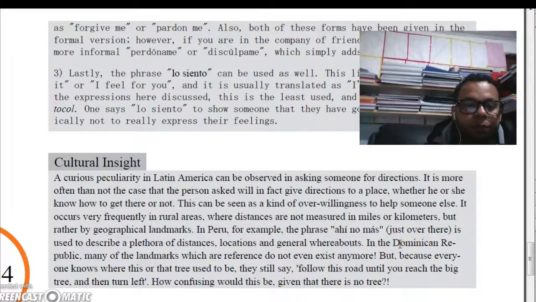In the Dominican Republic, many of the landmarks referenced do not even exist anymore, but because everyone knows where they were, people still say, follow this road until you reach the big tree, and then turn left. How confusing would this be, given that there is no tree?